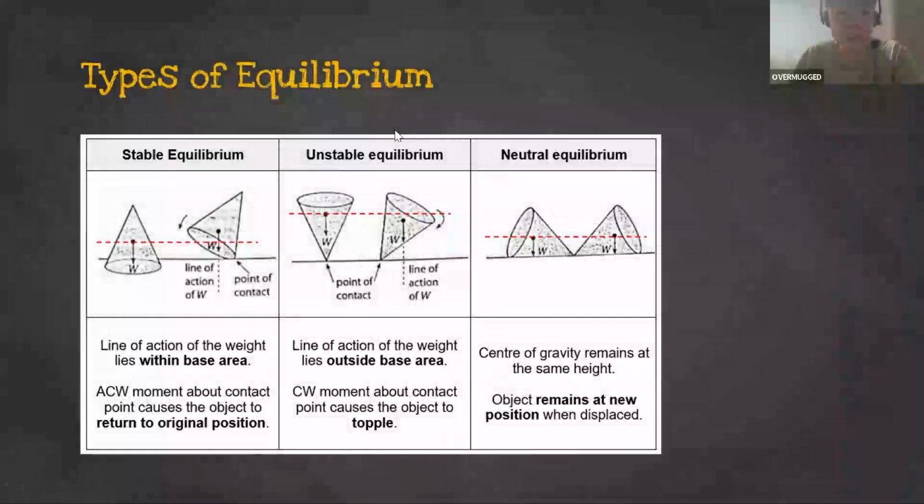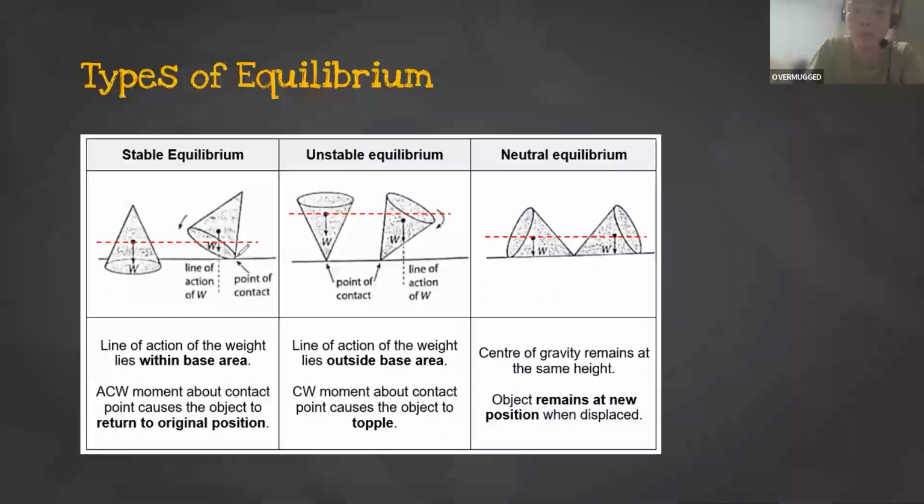Okay, then I have the three different types of equilibrium. For this, yes, I know it looks very complicated, but what you need to know is how to identify the three different types of equilibrium. So let's look at the first one, stable equilibrium. This red line over here, hopefully you all can see. When I displace this cone, the center of gravity is actually raised. And what will happen to this cone? It will actually fall back down. Why does it fall back down?